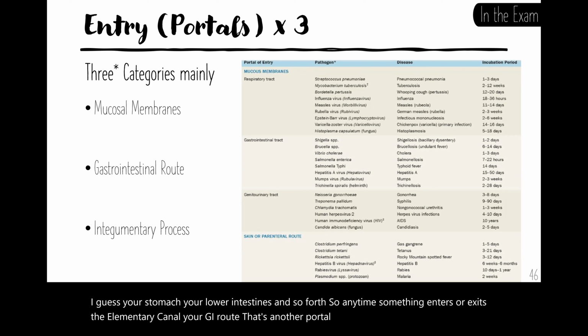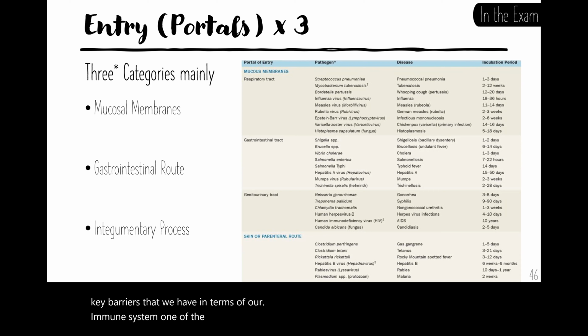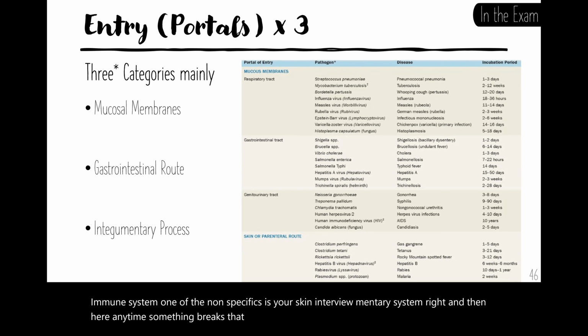And then lastly, one of the key barriers that we have in terms of our immune system, one of the non-specifics, is your skin, the integumentary system, right? And then here, anytime something breaks that barrier, you can easily colonize and take over and access the blood or something like that.